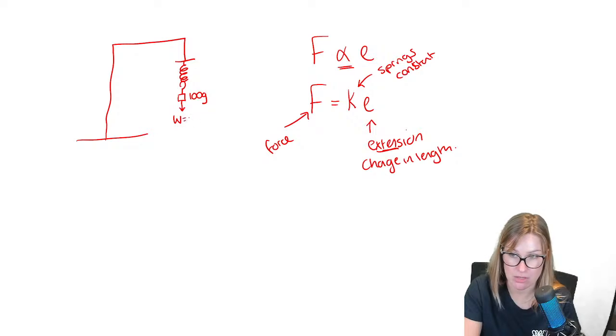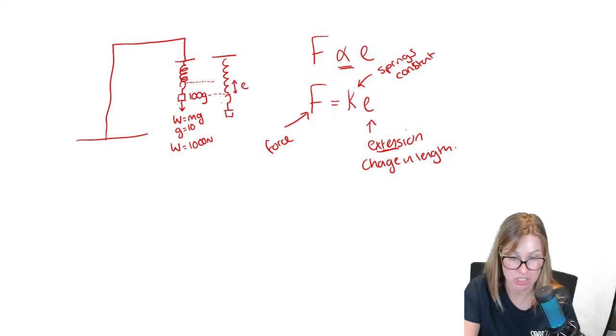So we know W equals mg, weight is mass times gravity. Let's say we use g as 10 on Earth, we know the weight then is going to be 1,000 newtons. And what we can see is if we apply that mass, my spring gets stretched. My spring was originally here, but now my spring is here. So that change in length there, that's my extension.